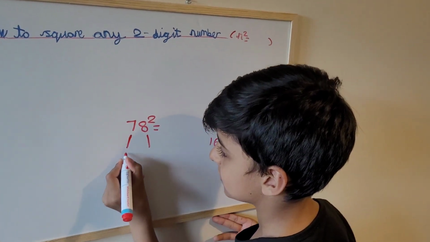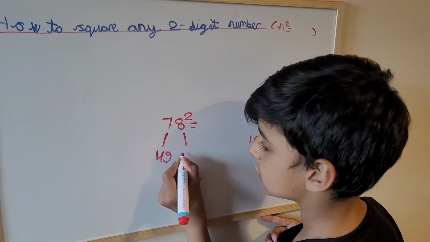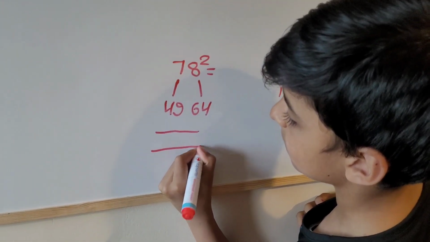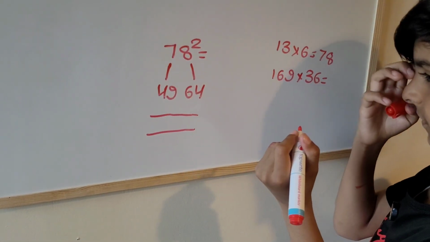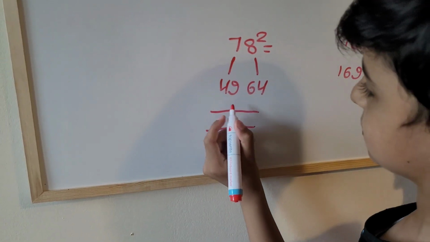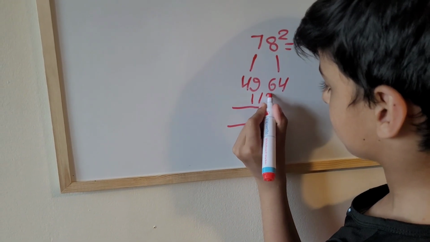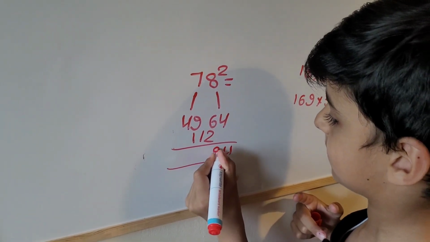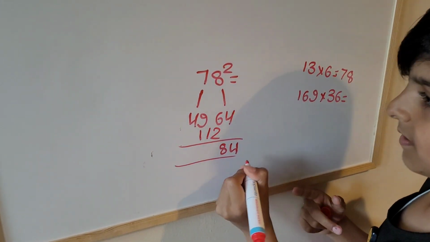7 squared is 49. 8 squared is 64. 7 times 8 is 56. 56 times 2 is 112. Ends in a 4, write a 4. 6 plus 2 is 8. Ends in 84. That's a clue.